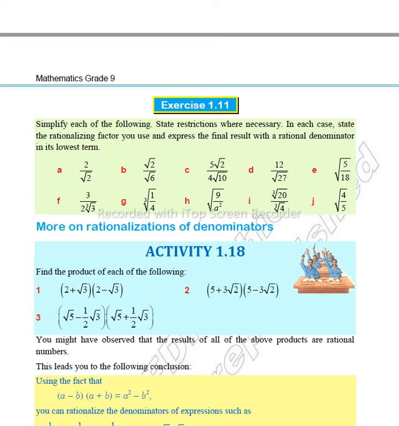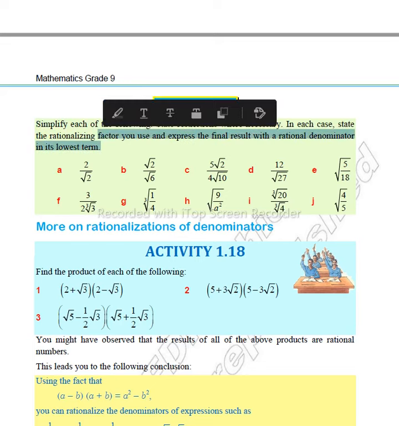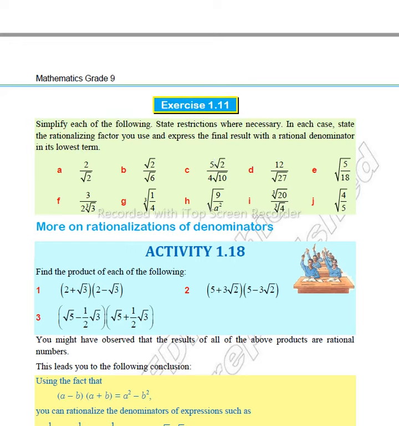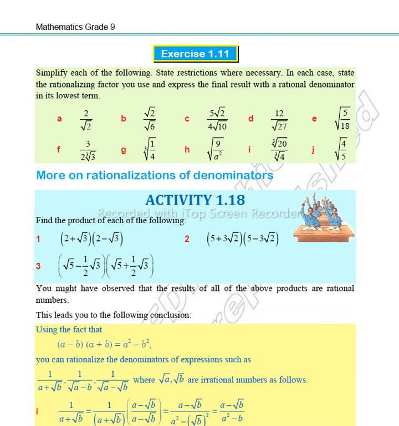Simplify each of the following stating restrictions where necessary. In each case, state the rationalizing factor you used and express the final result with a rational denominator in the lowest terms. This question, the first step is simplify, then state restrictions where necessary. So we will do all these questions this time.